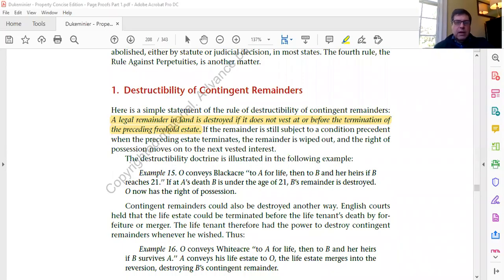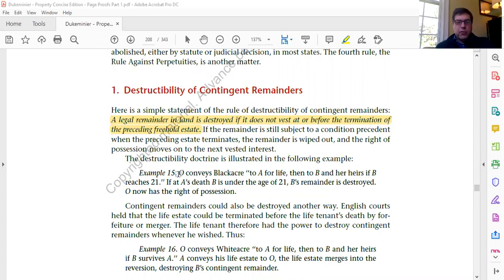So let's pull up the Duke Miner textbook that talks about destructibility doctrine. We're over on page 208, and here is the destructibility doctrine in a nutshell. A legal remainder in land is destroyed if it does not vest at or before the termination of the preceding freehold estate. And so they give us an illustration here in example 15. O conveys Blackacre to A for life, then to B and her heirs if B reaches 21.